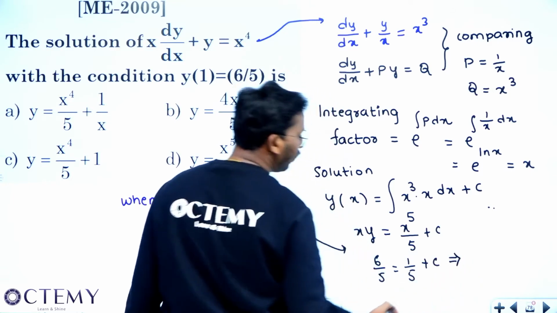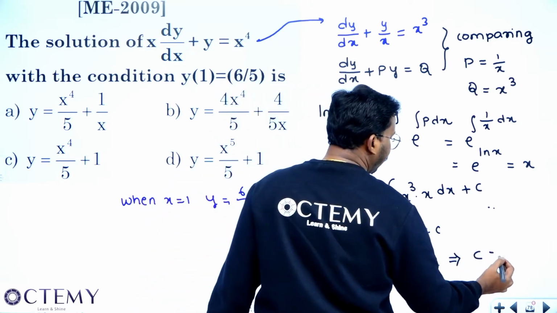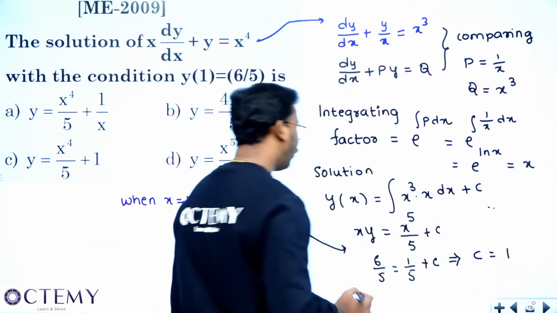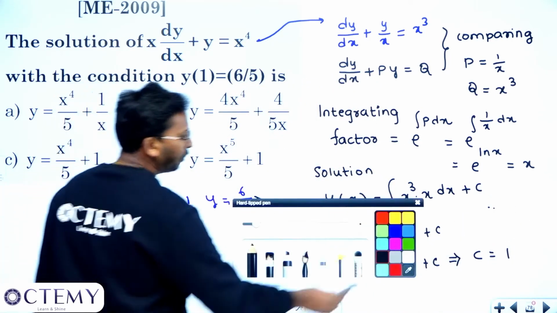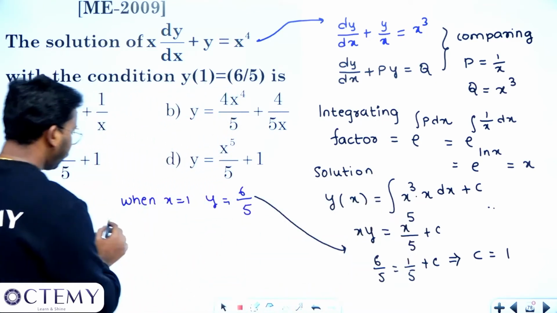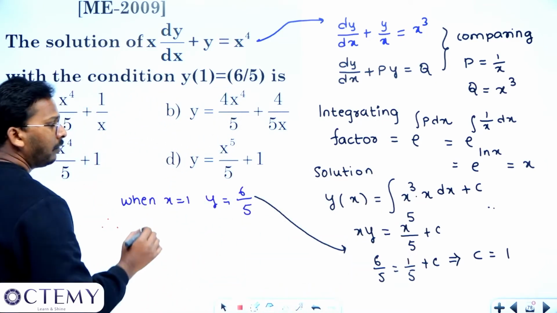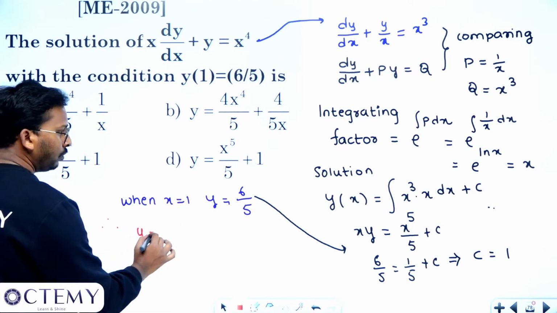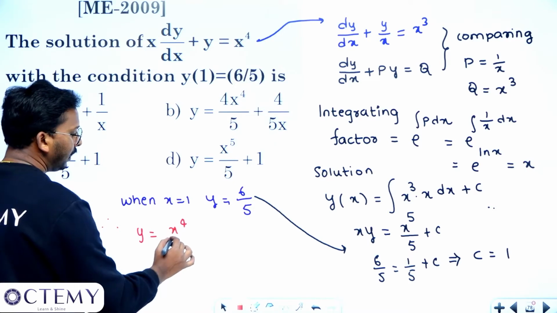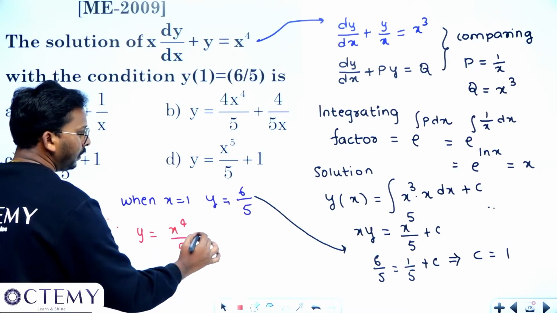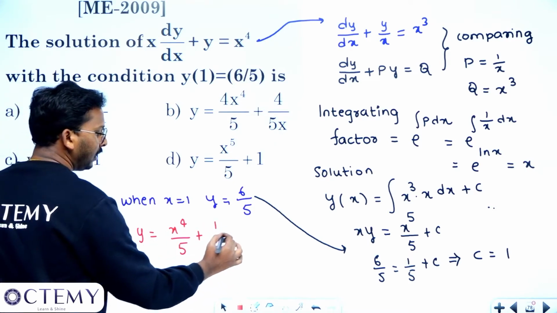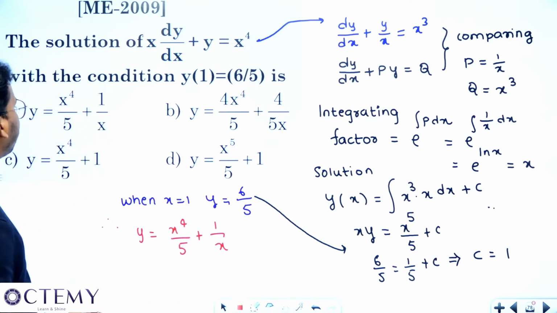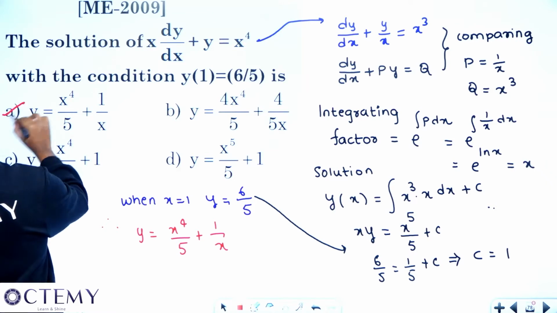which implies what will be the value of c from here? The value of c will be, you send it this side, that will become 1. Therefore, what is the final solution? I can divide the whole thing with x. So, I will get y is equal to x power 4 divided by 5 plus c, which is 1, divided by x. Right? So, which option suits this? X power 4 by 5 plus 1 by x. I think option A is perfectly matching.